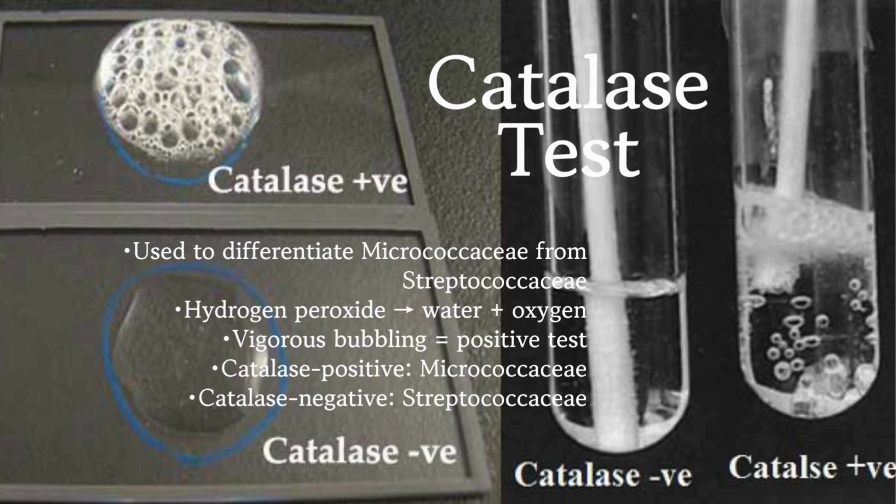It's because Micrococcaceae have the catalase enzyme present in their isolate, but Streptococcus does not have the catalase enzyme. This test uses 3% hydrogen peroxide, and a loop of the microorganism is mixed in the hydrogen peroxide, and it will give a vigorous bubbling. You can see the bubbles in the picture here. That shows the presence of the catalase enzyme in that species. It can be done by the slide method or the tube method as shown in this picture.